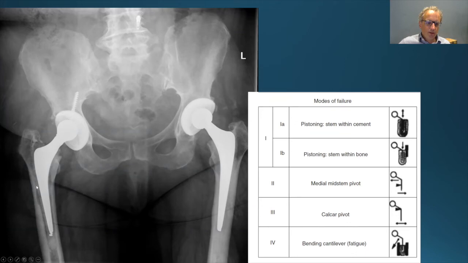If you look around here, there's a radiolucent line between the cement and the bone, and a bit of osteolysis there, a bit of endosteal scalloping, and it's all loose all the way around, radiolucent line all the way around. So I suspect that mostly you've got the stem and the cement within the bone, 1B, but there's a little bit of 1A, so there might be a cement fracture as well.